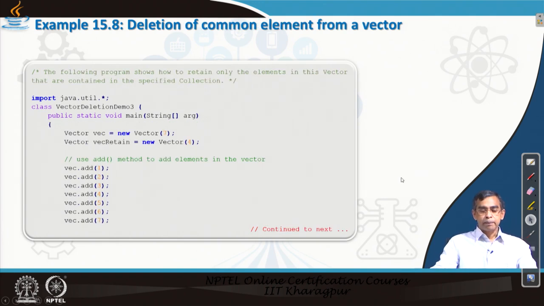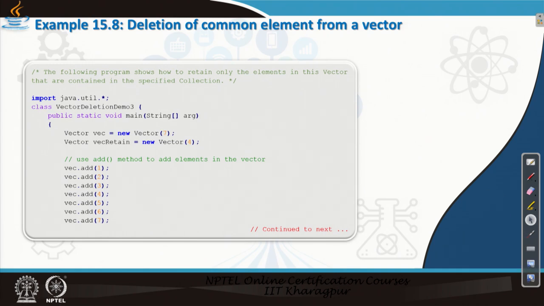And this is another example where you can delete elements from a vector, but not all elements. It is basically filtering elements. How can the filtering be done? You say that some set of elements should be retained, and except those elements, other elements will be removed. So, this is one example, deletion of common elements from a vector. It is just like an intersection sort of thing.